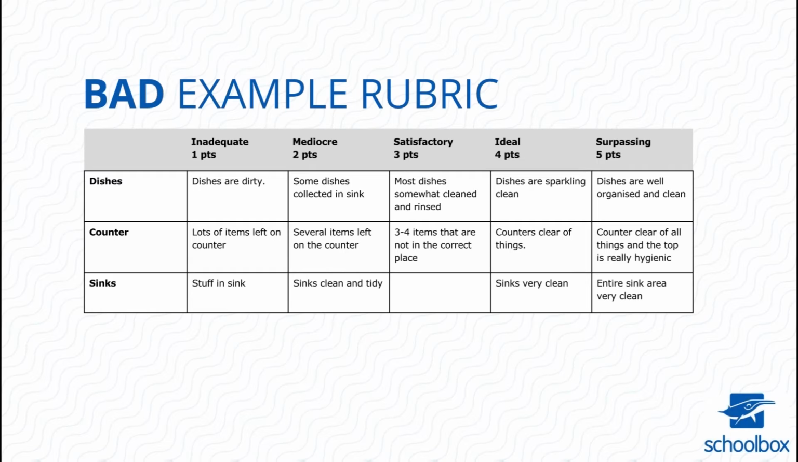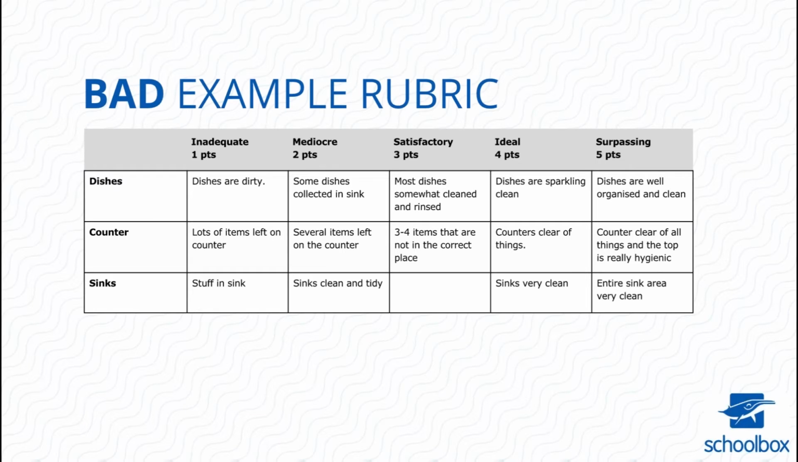So if we're looking across dishes and we see dishes are dirty, that doesn't really describe what that means or what level of dishes. Next, we have some dishes that are collected in the sink, but what is some dishes? Most dishes somewhat cleaned and rinsed, and somewhat here makes the definition very wishy-washy about what is actually cleaned and not. And then finally, dishes are sparkling clean. What is your definition of sparkling and what is my definition of sparkling might very much be different. And it goes on and on with various different examples of mistakes being made.